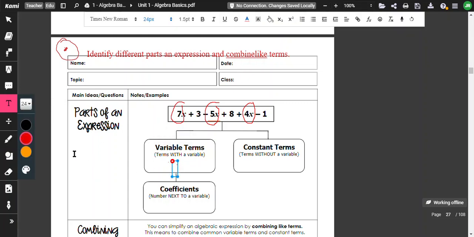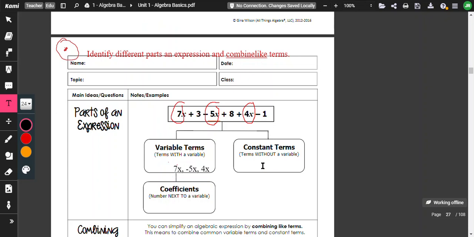I'm going to list them right here for you. The variable terms are 7x, negative 5x, and 4x. So the variable terms of this expression are just the terms with the variables. In this case, it's x.